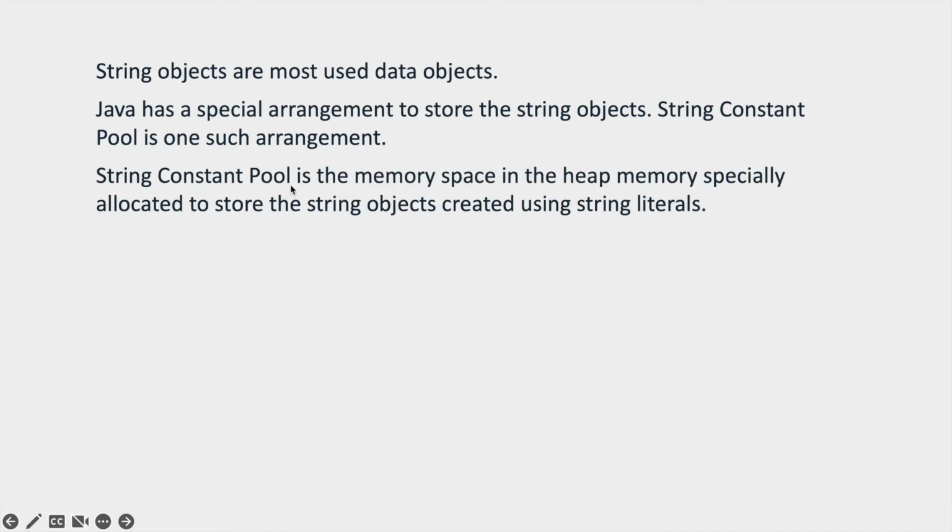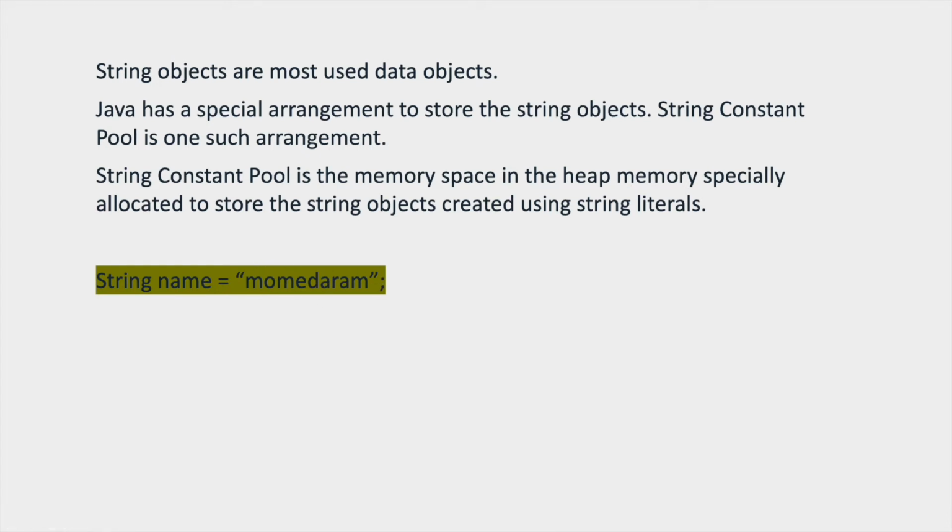String constant pool is the memory space in the heap memory specially allocated to store the string objects which are created by using string literals. That means whenever we are creating a string object by using string literals, they will be stored in the string constant pool. String name is equals to Momediram. Here we are creating a string by using string literals.